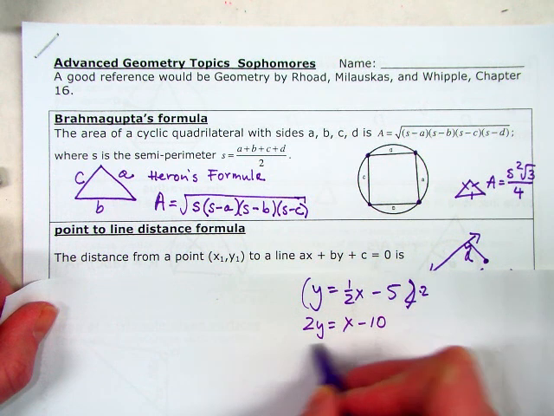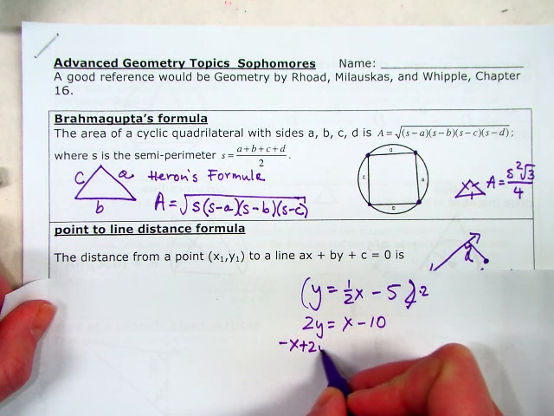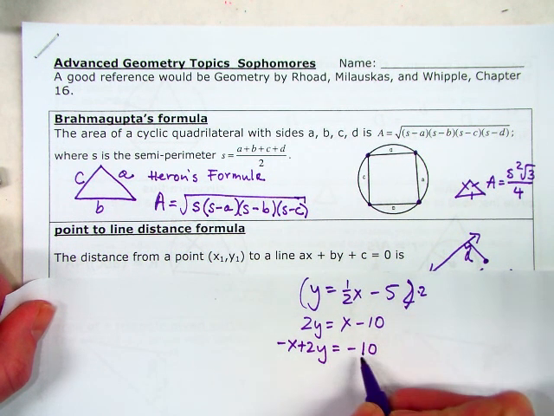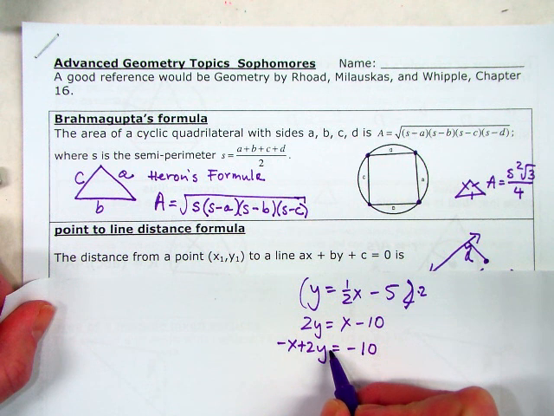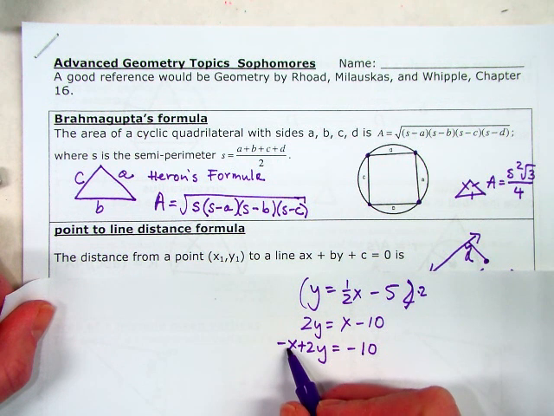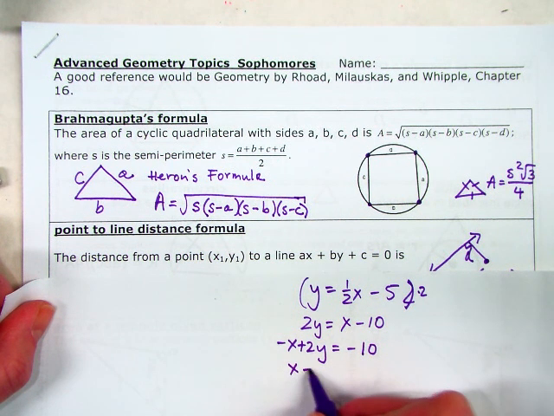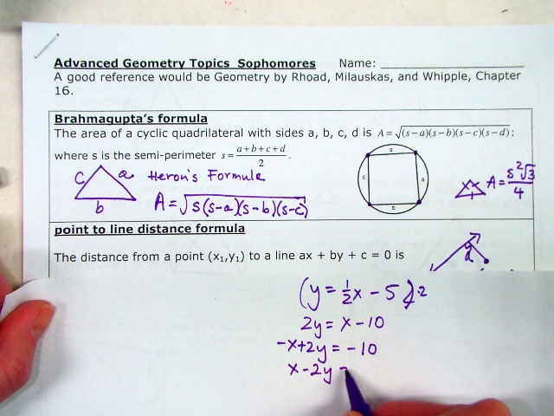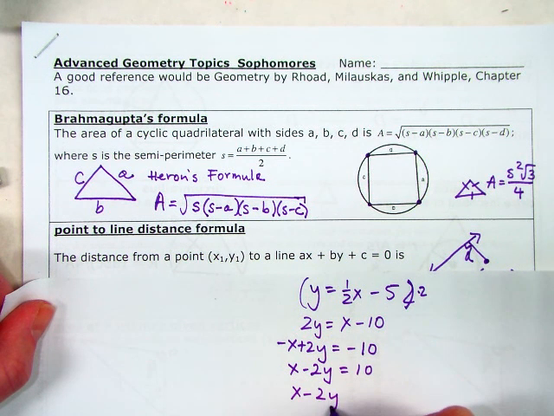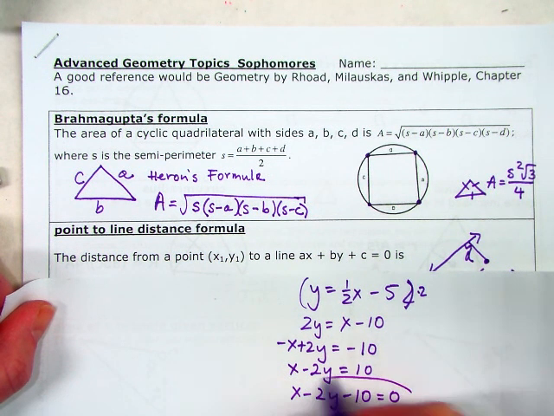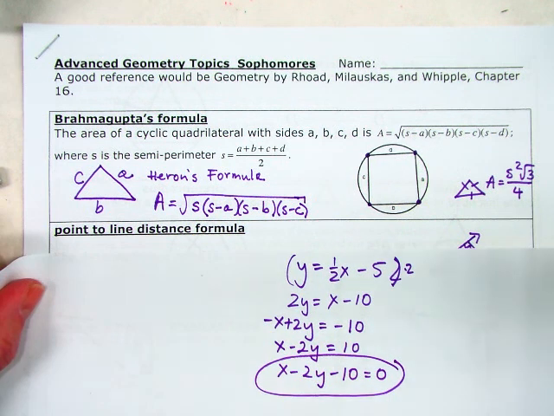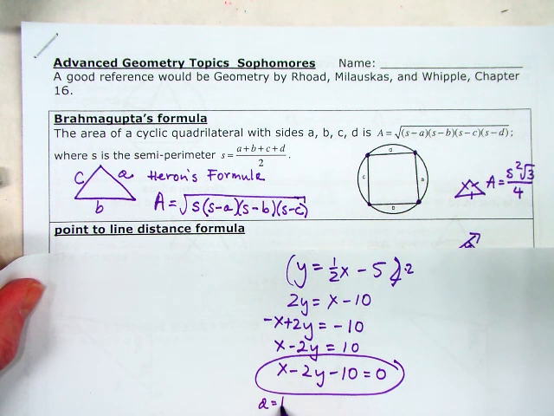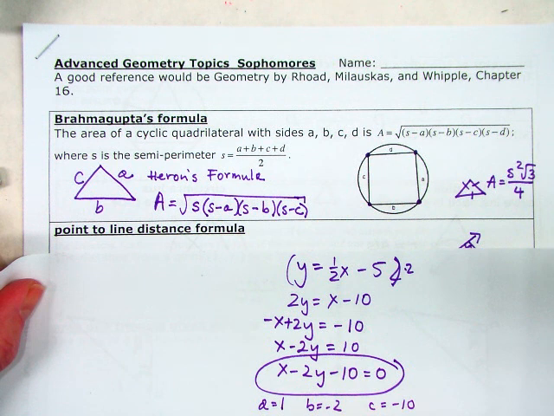Then we subtract the x, and then we're going to add the y, so let's actually divide by -1. And now move this, so x minus 2y minus 10 equals 0. So from here we would be able to pick out that A is 1, B is -2, and C is -10. Do you remember that from algebra? So that's just a side note. That's your A, B, and C.